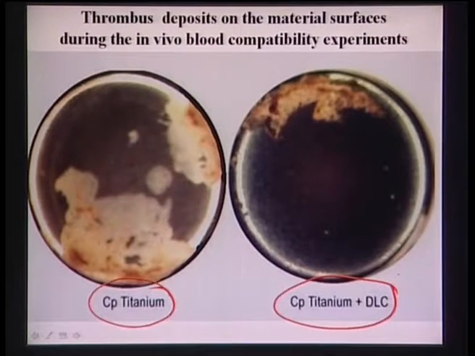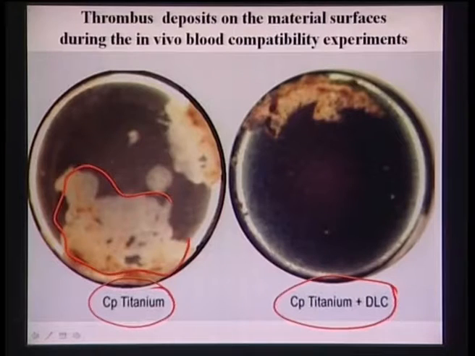So that means diamond like carbon is coated on the titanium surface, but your base material is the same titanium. That is possible because all this cell material interaction and blood material interaction is essentially surface property driven. It is the surface property that is important in all these biological interactions. Therefore, if you can manipulate the surface properties or the surface composition, then you can induce good biocompatibility, although your underlying substrate can be non biocompatible. You understand what I am saying?